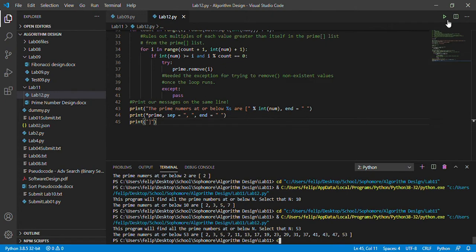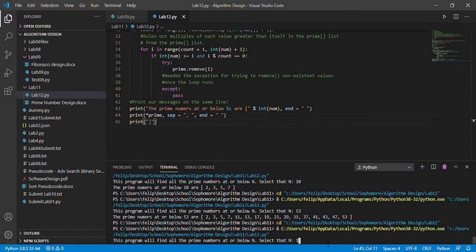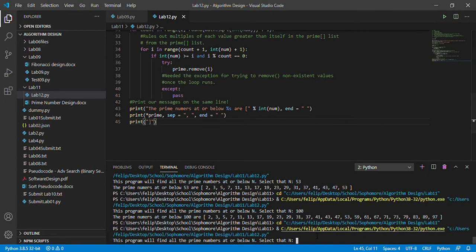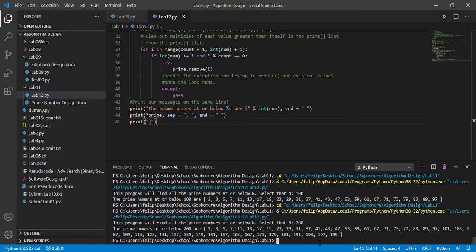And then our next test case is the number 100, which shows the list and all the prime numbers at or below 100. And then our last test case is the number 200, which shows our message and all the prime numbers at or below 200.